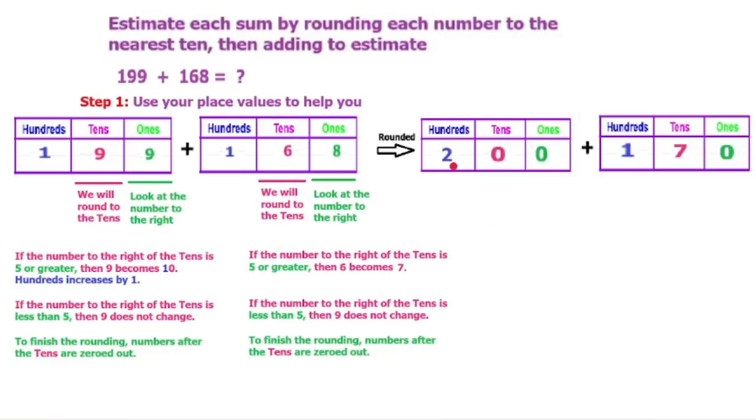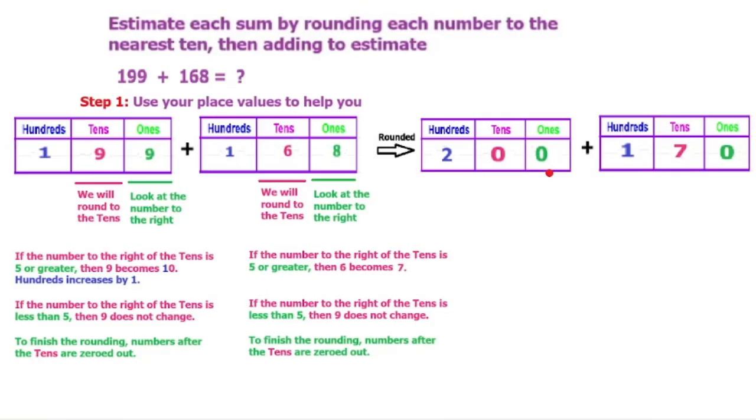Okay, so this is how they're going to look rounded. So this became a 10, right? See this 10 here? So actually this increased by 1 as well. So it became a 2. And we zeroed out everything after the tens. So 199 rounded to the nearest tens is 200.